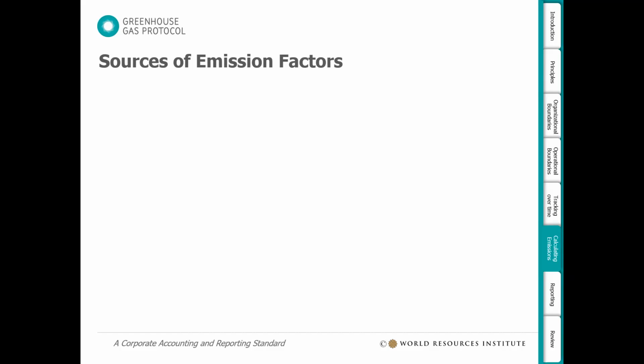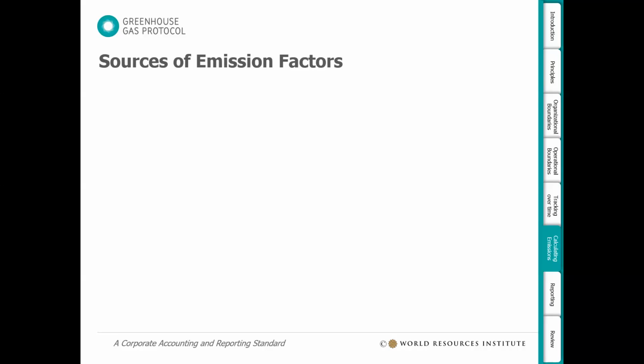The GHG protocol uses the IPCC emission factors in its tools alongside some country-specific emission factors, including those from government agencies in the UK and United States. I think the UK and US are particularly good in sharing databases of emission factors. Those databases tend to be quite comprehensive. So we've discussed default emission factors to some extent, but emission factors can be developed on an even finer scale.